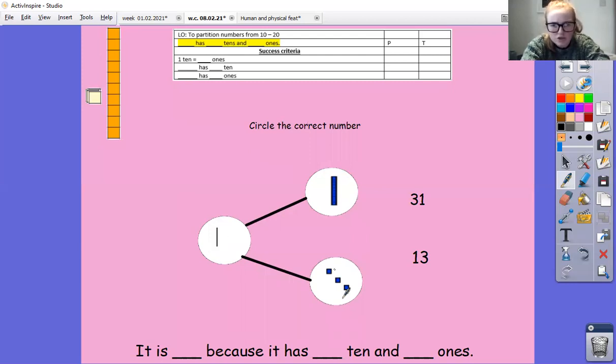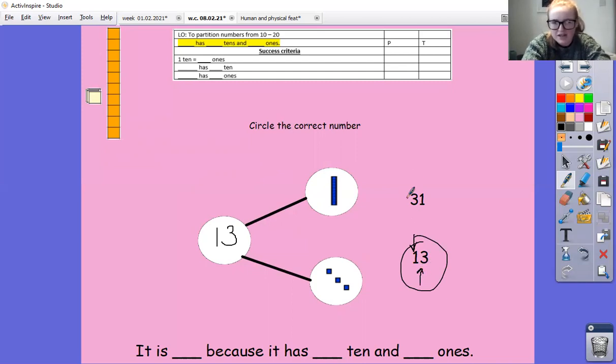And then how many ones do we have? We have 1, 2, 3 ones. 3 ones. So what number matches this number? What number is this? This is 13. Which of these numbers is 13? This is 13. So I can see 13 has 1 ten and 3 ones.